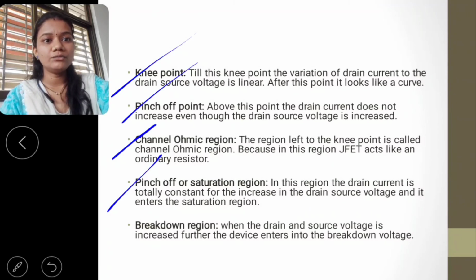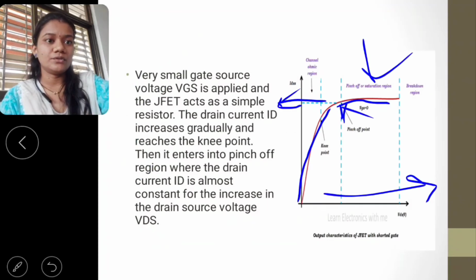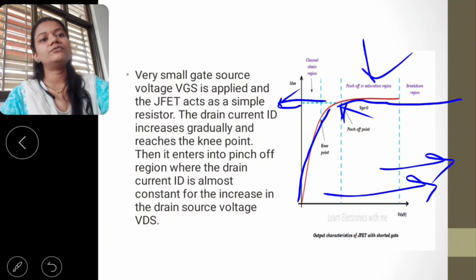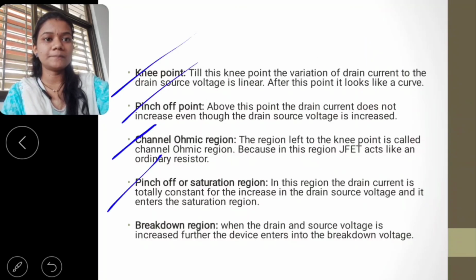Next is the breakdown region. When the drain to source voltage is increased further, the device enters into the breakdown region. So as we further increase the drain to source voltage, your JFET will enter the breakdown region. So this is nothing but the drain characteristics of the JFET.